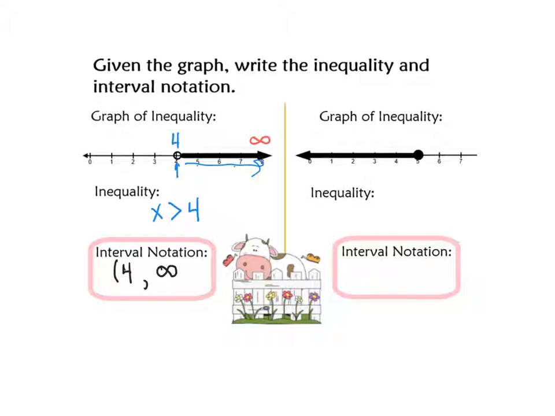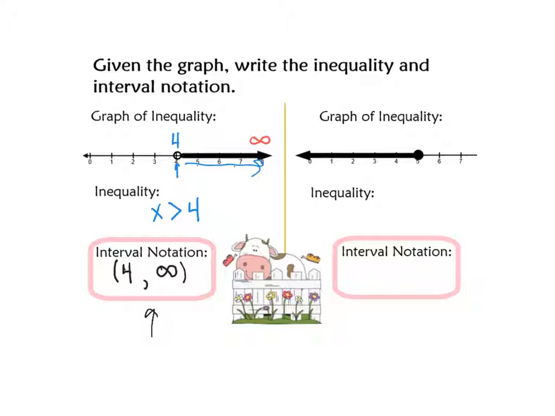Now, whenever you have infinity, you always use parentheses, because it keeps going on forever and ever, and you can't include infinity. So that's why it doesn't have a bracket. So this is called interval notation.